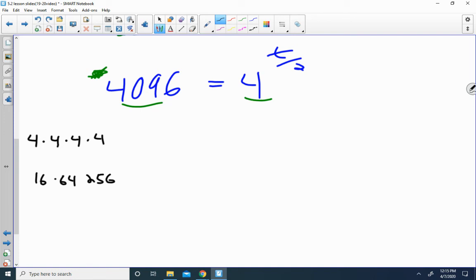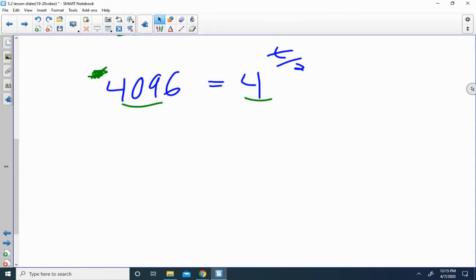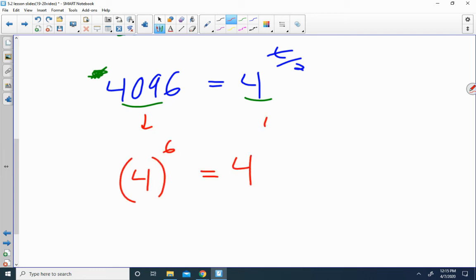Still not big enough. Multiply by 4 again. That will give me 1,024. Let's try one more time. And that gives me 4,096. That's what we want. So we got to multiply 4, 1, 2, 3, 4, 5, 6 times to get our number. So in other words, 4,096 is the same thing as 4 to the power of 6. And then that's going to be equal to 4 to the power of t over 2.